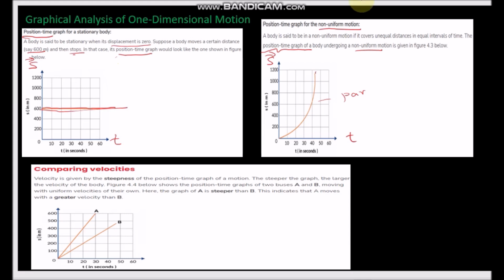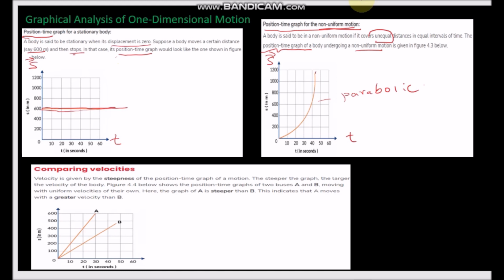The other case, look, the position time graph for non-uniform motion. A body is said to be in non-uniform motion if it covers unequal, means not equal, sometimes less or increase, distance in equal intervals of time. The position time graph undergoing a non-uniform motion is given below. That means the displacement time graph is something parabolic. It's unequal.